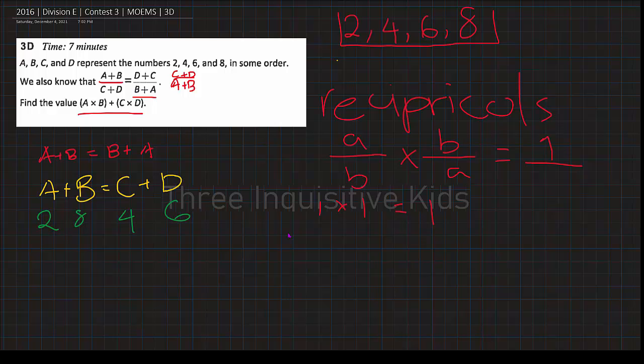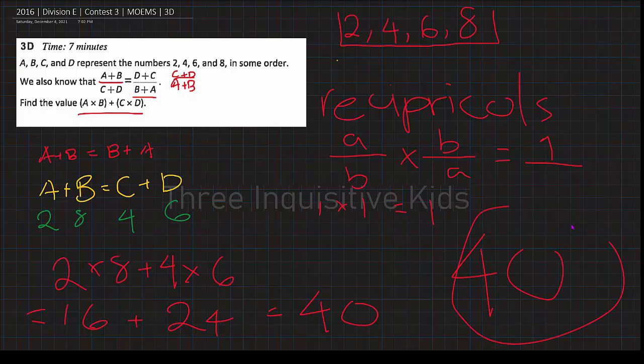So now that we know the values of these numbers through their reciprocals, we need to find the value of A times B plus C times D. So we're doing 2 times 8 plus 4 times 6, right? So it's A times B plus C times D. So 2 times 8 is 16 plus 4 times 6, which is 24. After you add that up, you'll get 40. So the value is 40.